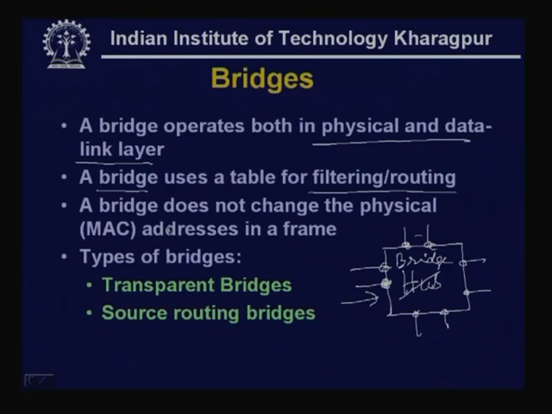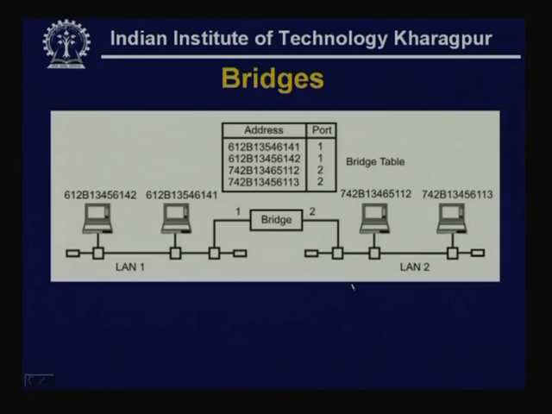However, the bridge does not change the physical addresses in a frame. So, as we know, a MAC frame will have the source address, destination address, then your data, then CRC. So, various parts will be there in a frame, and it does not change the content, but it does the filtering or routing. We may call it routing as well. And there are 2 types of bridges. One is known as transparent bridge, another is known as source routing bridge. Let us see the operation of these 2 types of bridges.